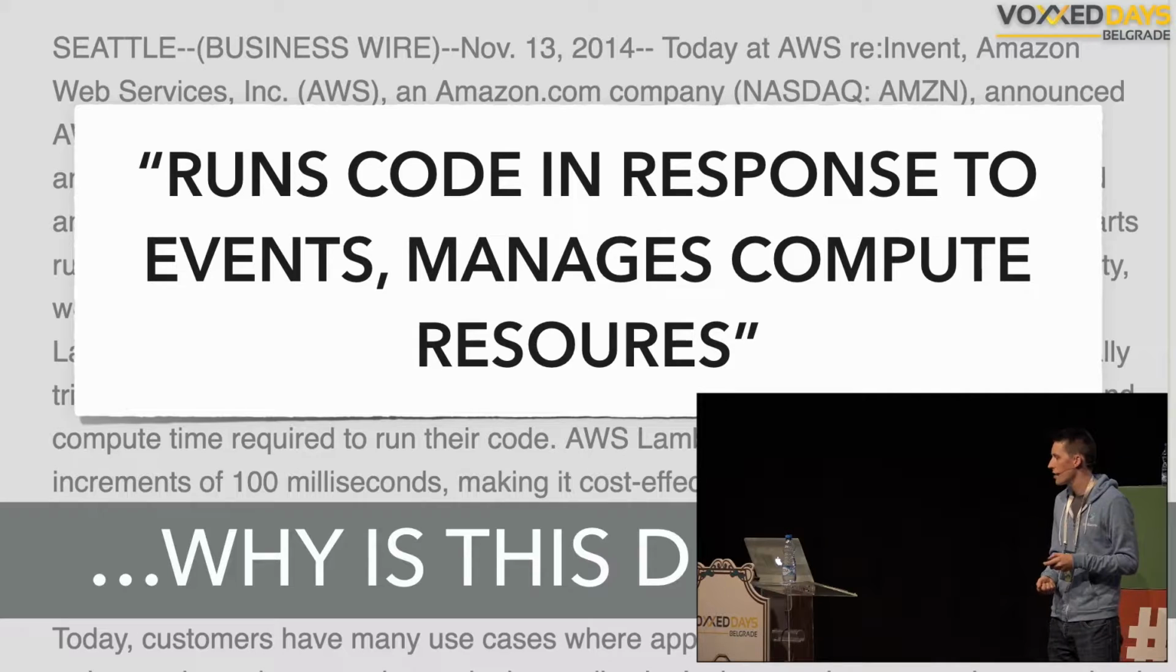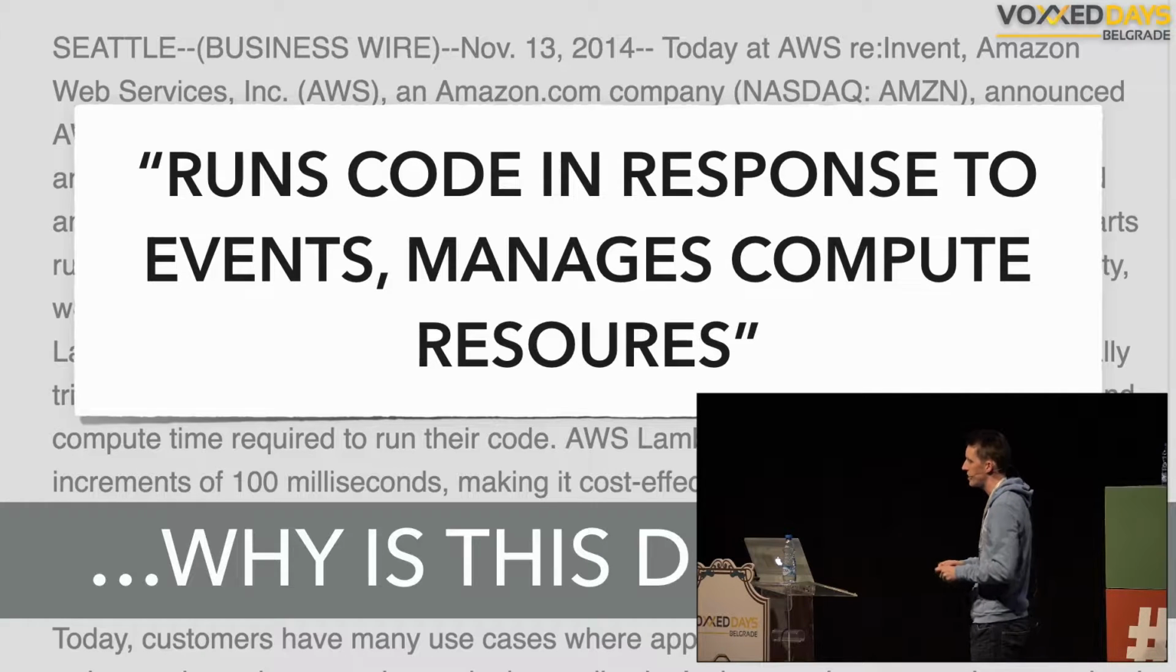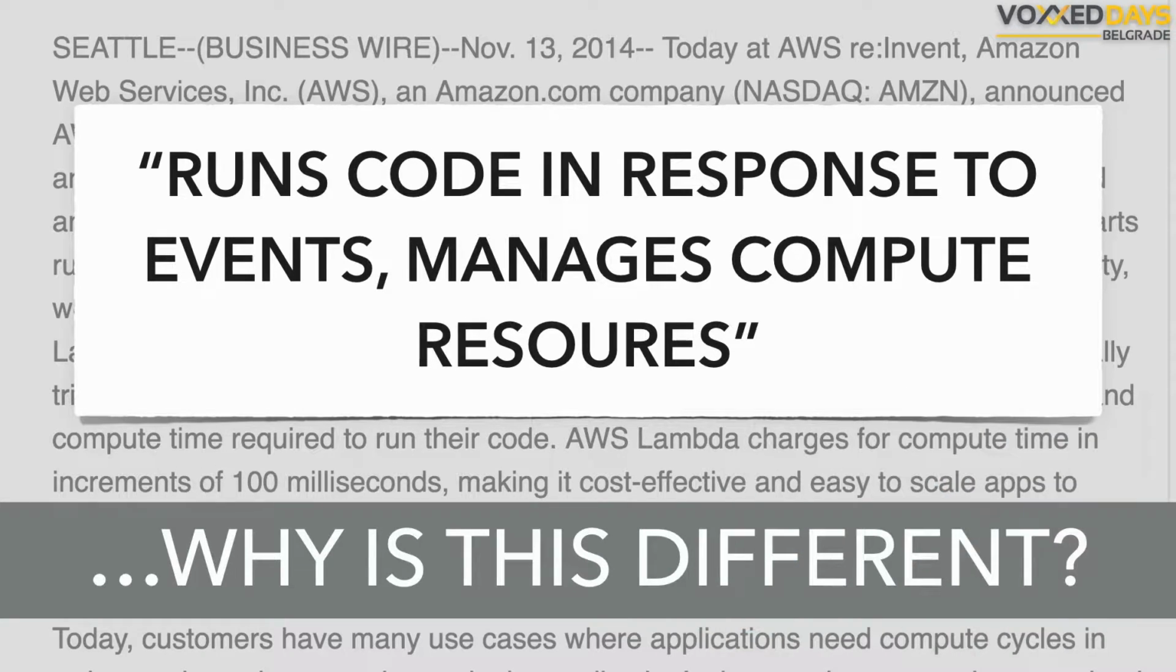The press release said it runs code in response to events. It manages computing resources. It allows developers to build event-driven applications. And that doesn't, to me, sound very exciting or revolutionary. It sounds like pretty much every other cloud system out there. But Lambda was different, and it was different for a couple of reasons.